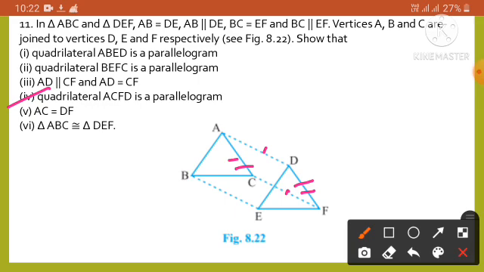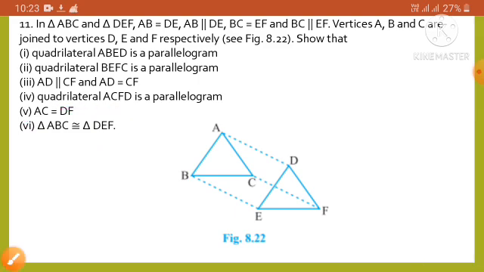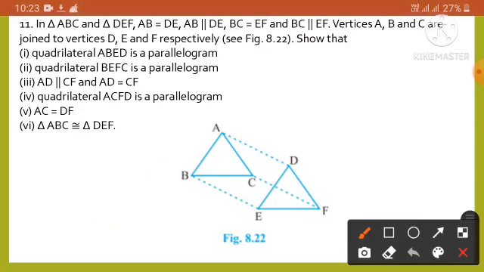Okay. Now the last part, we have to prove that triangle ABC is congruent to triangle DEF. So in both of the triangles, ABC and DEF, we have AB equal to DE, BC equal to EF, and AC equal to DF, already proved. So by SSS congruence rule we can say that triangle ABC is congruent to triangle DEF very easily.